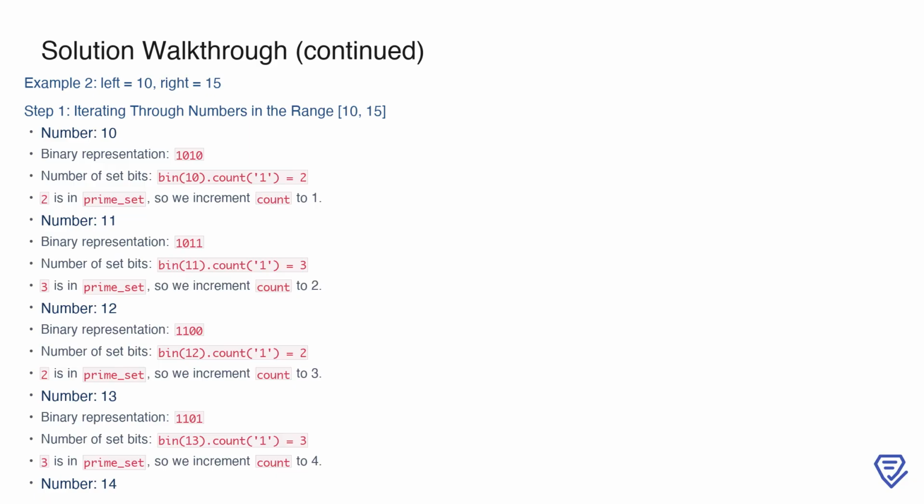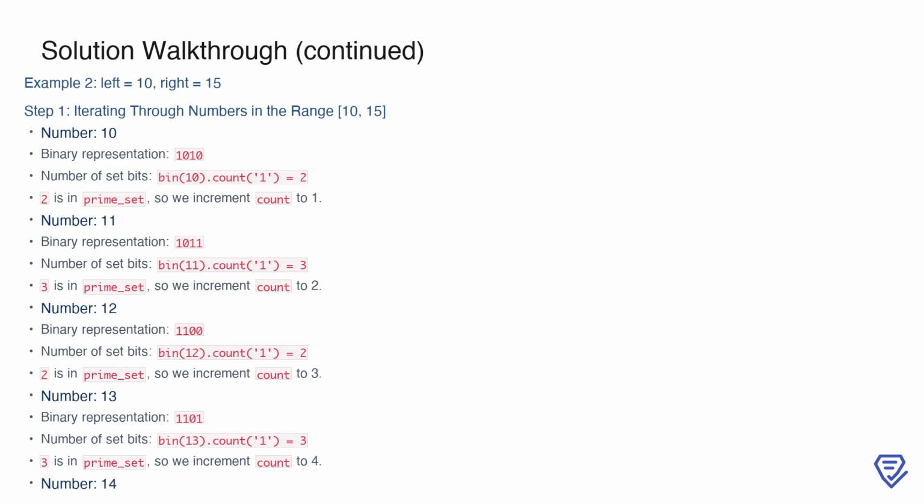The number 12 has a binary representation of 1100, with 2 set bits. Again, since 2 is a prime number, we increment the count to 3. For the number 13, its binary form is 1101, which has 3 set bits. Since 3 is prime, we increase the count to 4.